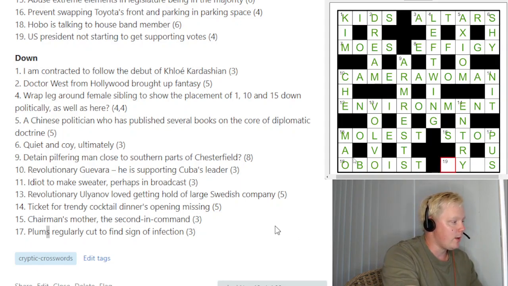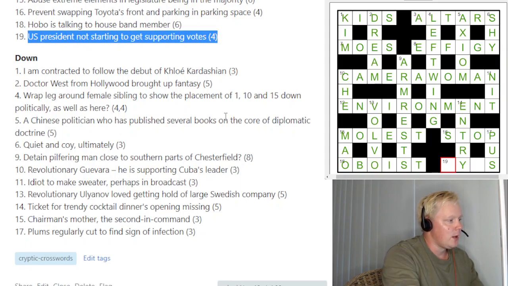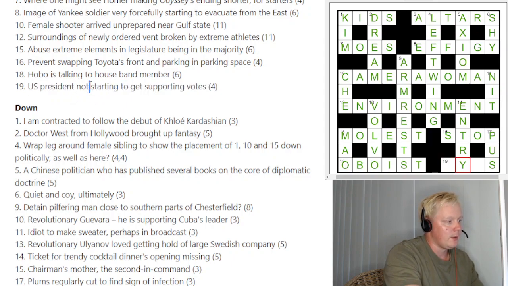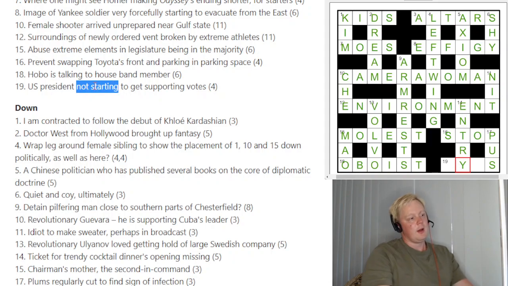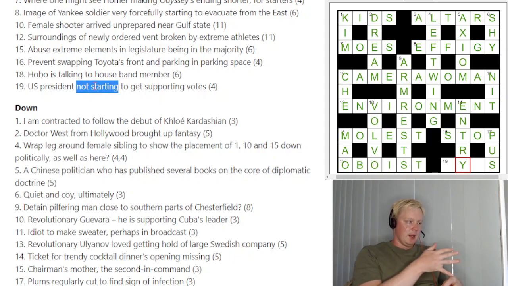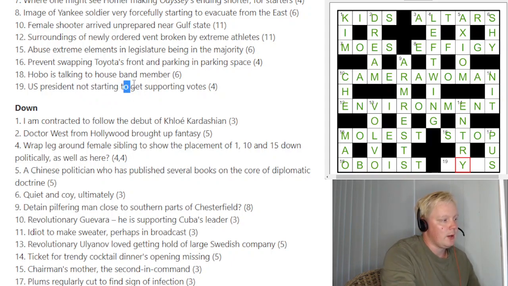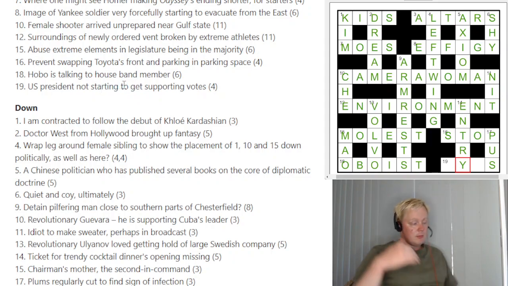So we have only one further clue to cover, and that is US president not starting to get supporting votes. Now, not starting means you take everything but the starting letter. So you just remove the starting letter from the word, meaning US president. And to get here is a connector. You can have these connectors just telling you that when you do this, you get the answer.